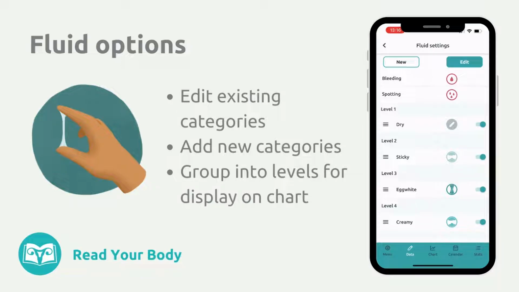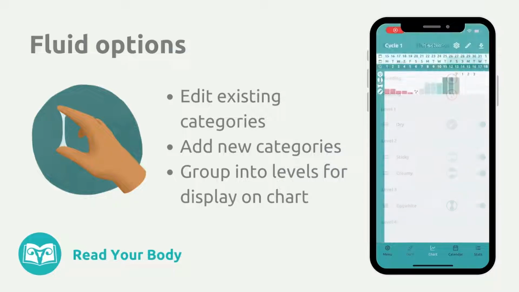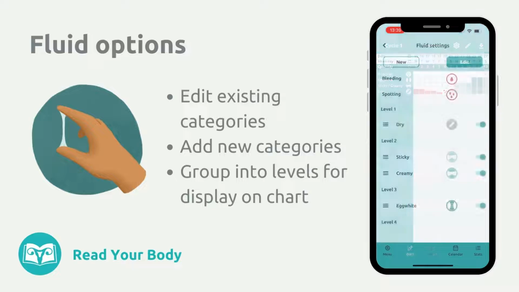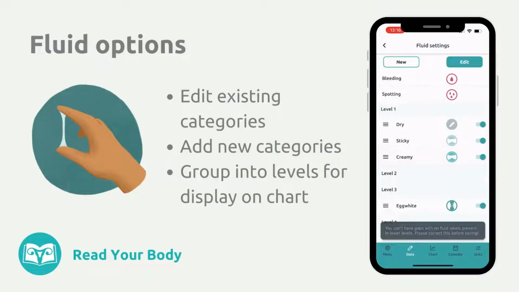If we position dry, sticky, creamy, egg white on 3 levels, they display in a step-like fashion on the chart. If we move them all to the same level, they display in a single row on the chart.